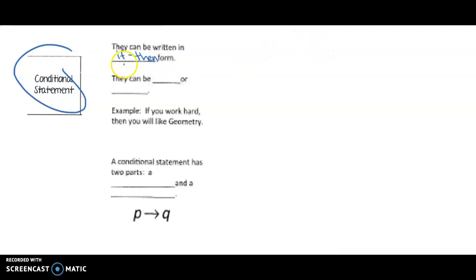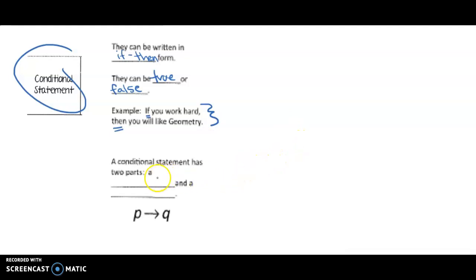It always has the word if to start and then in the middle. And conditional statements, we know, can be either true or they can be false. They're not always false, they're not always true, they can be either or. So an example of an if-then statement is, if you work hard, then you will like geometry. Now, for some of you, that is a true statement. For others of you, that's a false statement. That's okay, whichever way. But the main thing is, this here is a conditional statement.